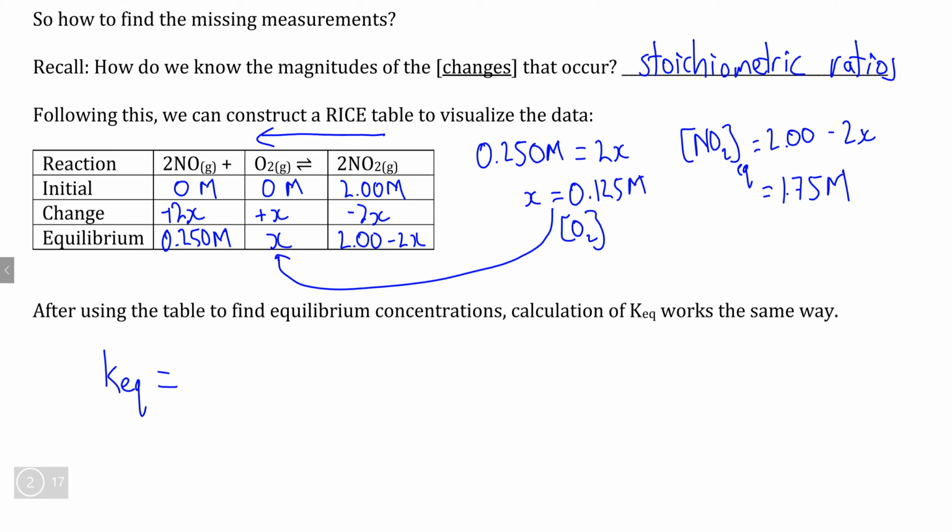So concentration of nitrogen dioxide squared, so 1.75 squared, divided by the concentration of nitrogen monoxide squared, so 0.250 squared, times the concentration of oxygen gas, which would be 0.125. And if you put this into your calculator, this comes to exactly 392, again with no units because the concentration unit cancels each other out.